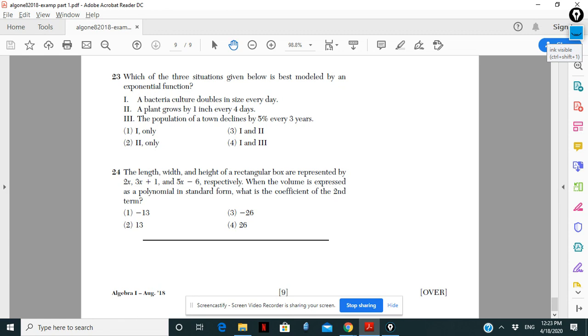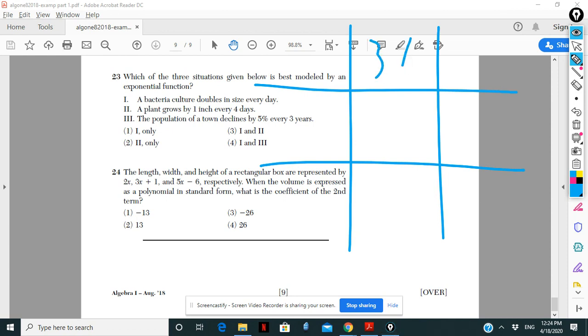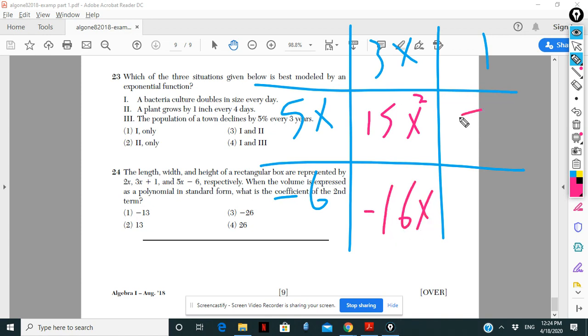Last question. The length, width, and height of a rectangular box are represented by 2x, 3x plus 1, and 5x minus 6 respectively. When the volume is expressed as a polynomial in standard form, what is the coefficient of the second term? So in another way, he wants me to expand this. I have 2x multiplied by 3x plus 1 multiplied by 5x minus 6. I'd like to use the table here. So here's 3x plus 1 and here's 5x minus 6. So 3x multiplied by 5x is 15x squared. Negative 6 multiplied by 3x is negative 18x, 1 times 5x is 5x, negative 6 times 1 is negative 6. So this gives me 15x squared minus 13x minus 6.